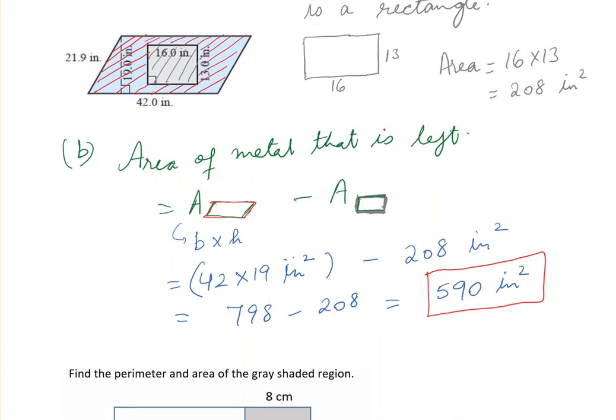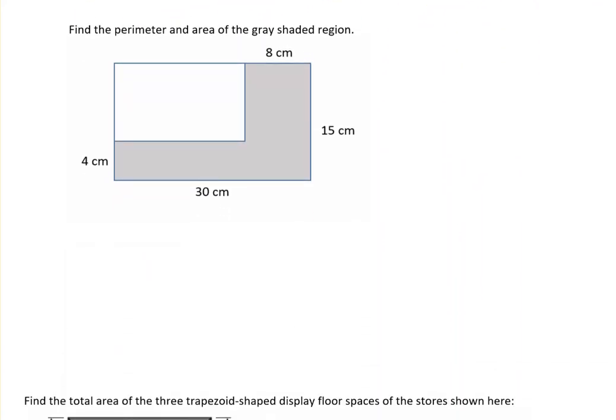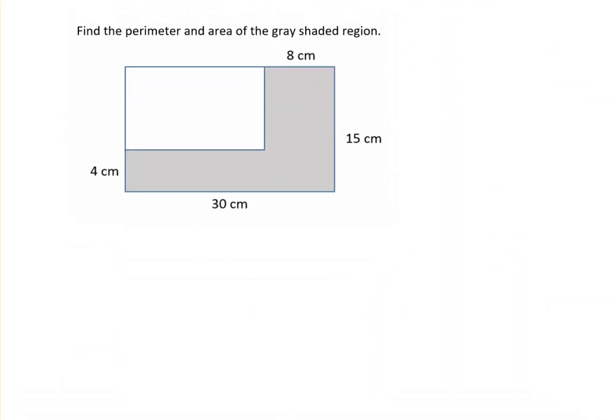All right, let's take a look at the next problem. Take a moment to read it and then we can try it together. We need to find the perimeter and area of the gray shaded region. As I said, the perimeter is simply the length of the boundary. So in this case, let's start with our perimeter.